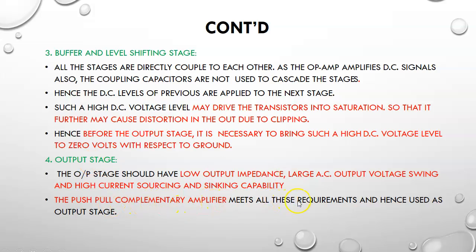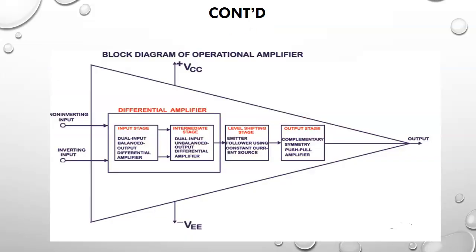It meets all the requirements like low output impedance, large AC output voltage swing, and high current sourcing and sinking capability. All these parameters are provided by the last stage. The final stage provides the output of the opamp. The push-pull complementary amplifier circuit is integrated in the fourth stage. These are all the explanations about the block diagram of an opamp.